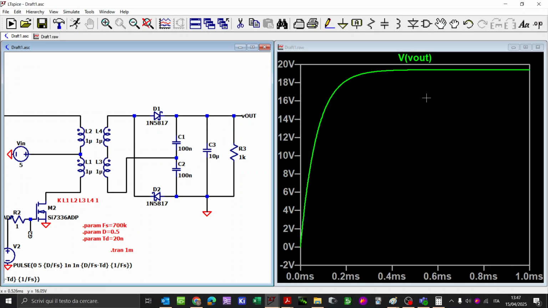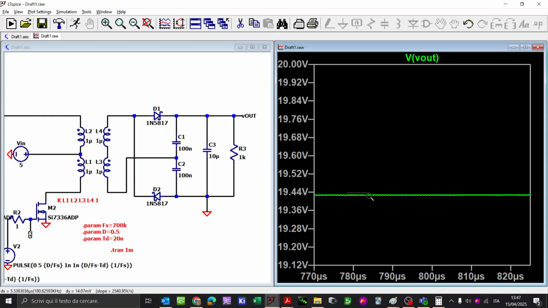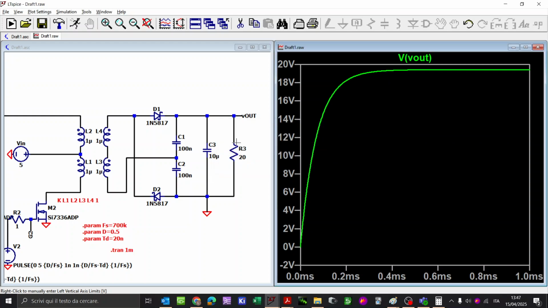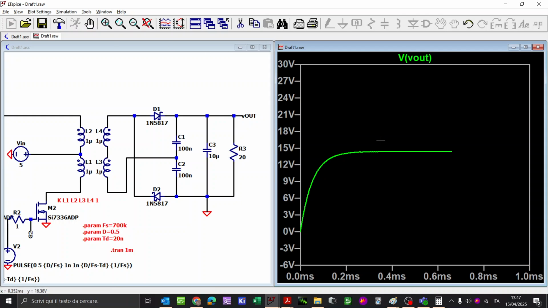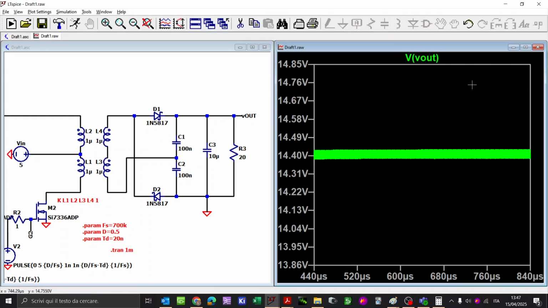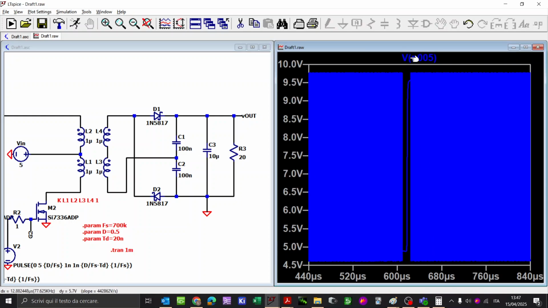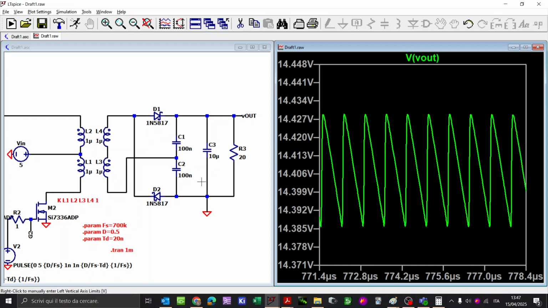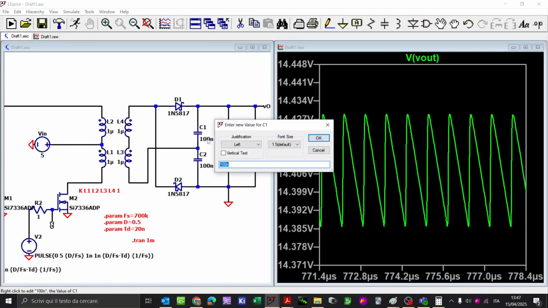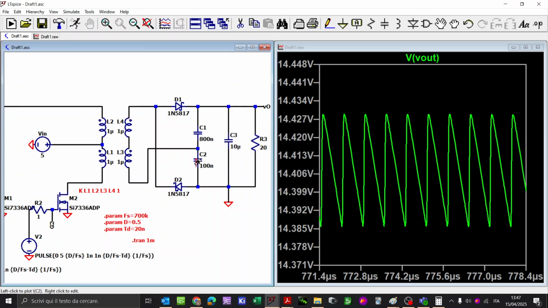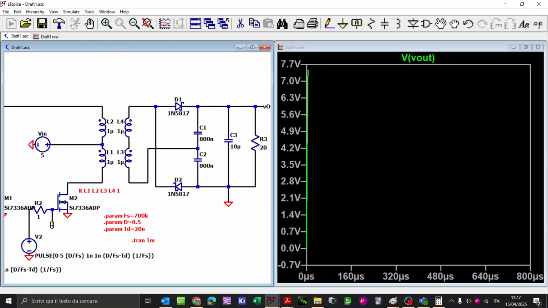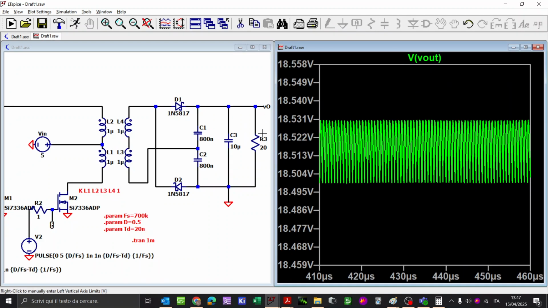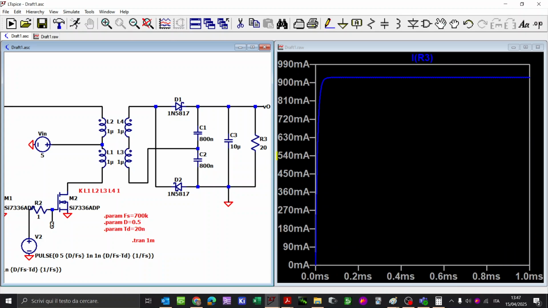As you can see, I have 19 volts, but if I increase the load to 20, for instance, as you can see, the output voltage has decreased. Because this ripple is too high. And so, we need to increase these two capacitances. For instance, to 18 nano. Now, the voltage has come back to 18 volts. And the output current is almost 1 amp.